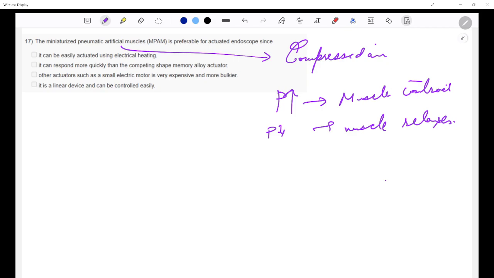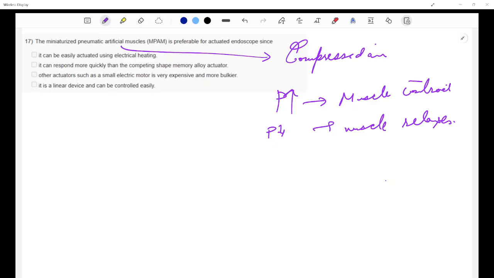This MPAM is good for endoscopes because endoscopes require actuators that are very small, lightweight, fast response, and safe for medical environments, right? So MPAM satisfies many of these conditions. And one of the options is that it is faster than shape memory alloy.